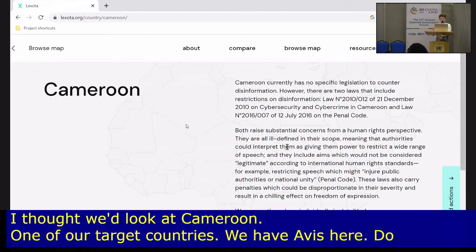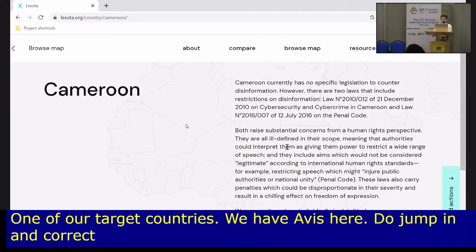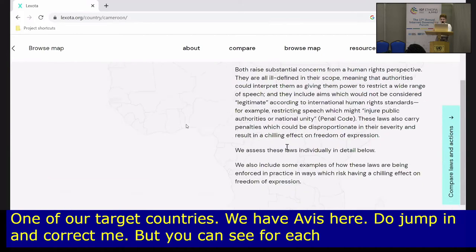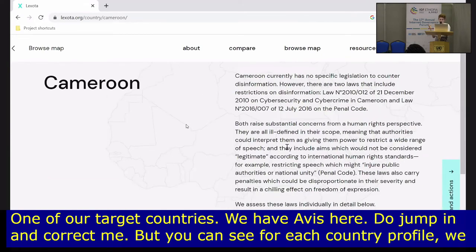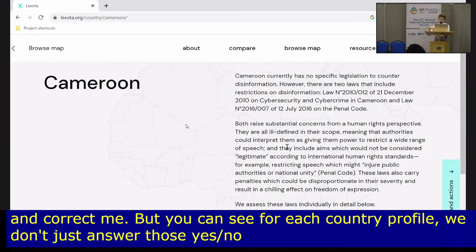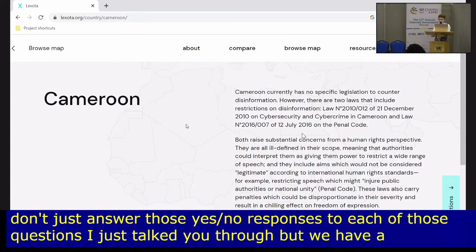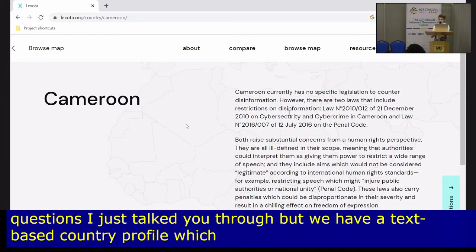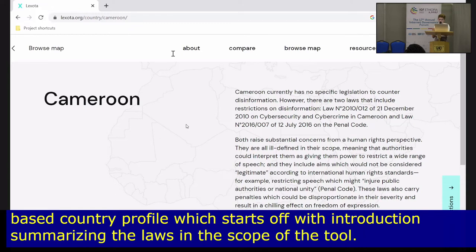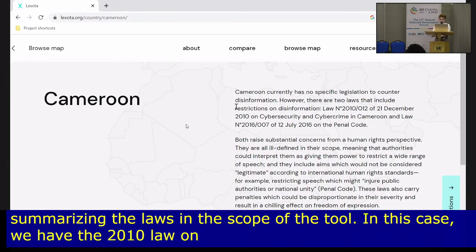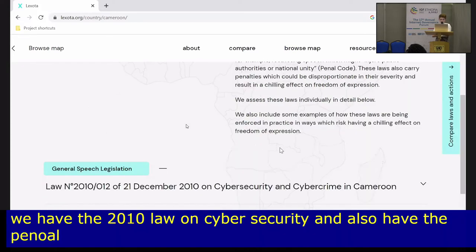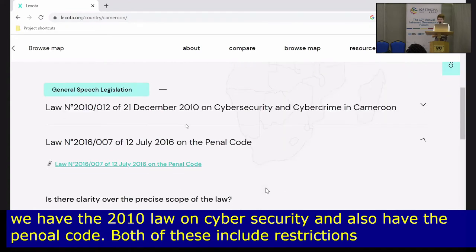For each country profile, we don't just give yes-no responses to each of those questions I just talked you through; we have a text-based country profile, which starts off with an introduction summarizing the laws in the scope of the tool. In the case of Cameroon, we have the 2010 law on cybersecurity and cybercrime, and we also have the penal code. Both of these include restrictions applying to false information. So let's take a quick look at the one for the penal code.